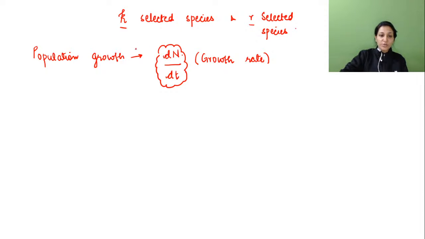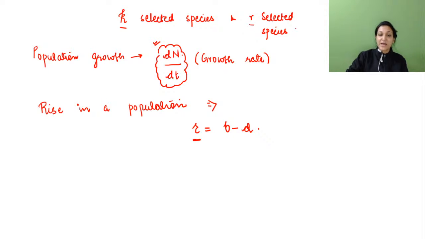Now this growth rate is one thing. Another thing is rise in a population, that is, how the population is going to rise. So what is rise in a population? Rise in population is represented by R. R is equal to B minus D. So this is the rise, R.